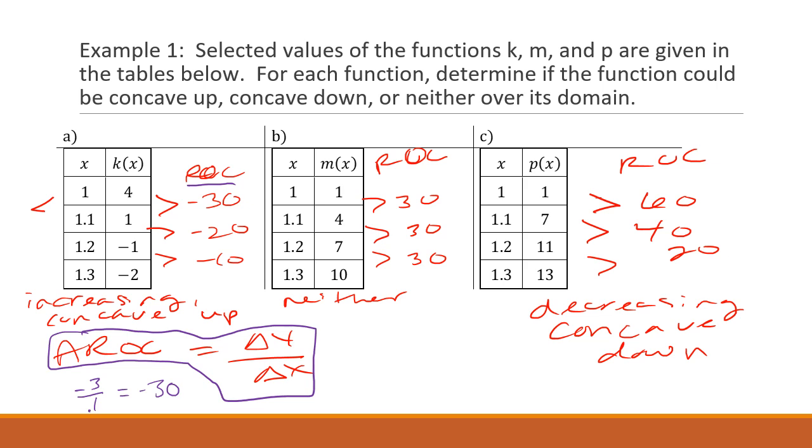So again, we found the change in our x and we found the change in our y. Now what I want to highlight is that, again, it has to be over equal length x intervals. Notice that to get from here to here, it's 0.1. To get from here to here, it's 0.1. To get from here to here, it's 0.1. On the next table, same thing because we're using the same values. It doesn't matter about the y's, it matters about the x in order for you to analyze whether it's going to be concave up, concave down, or neither over the given domain.